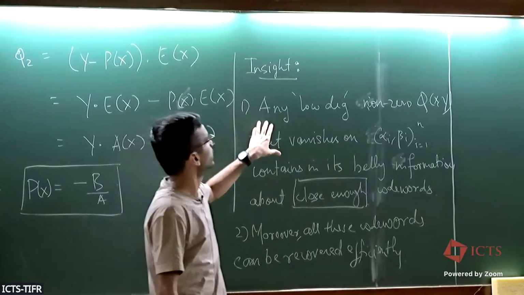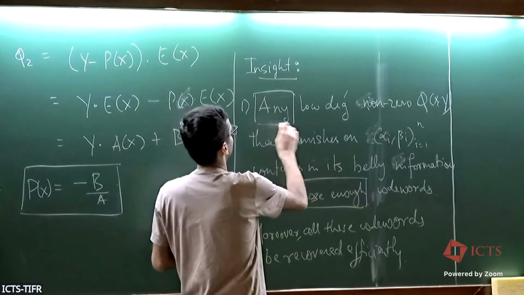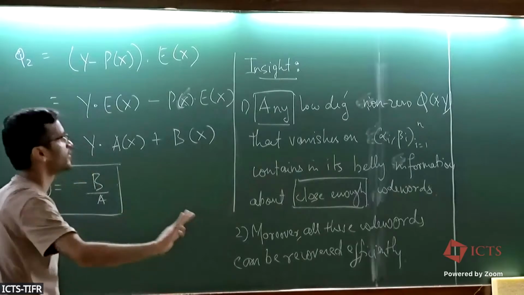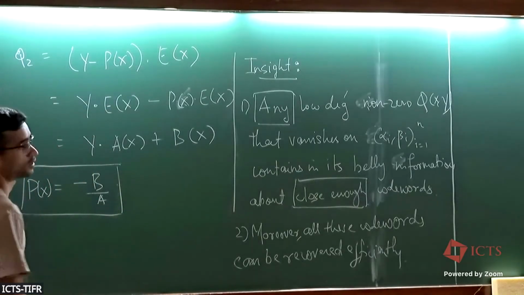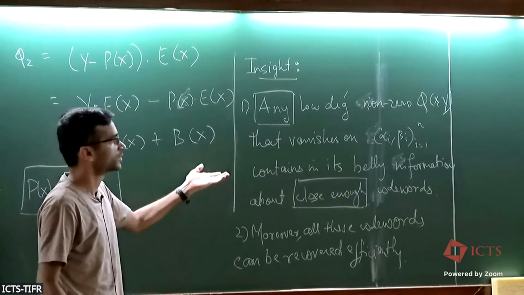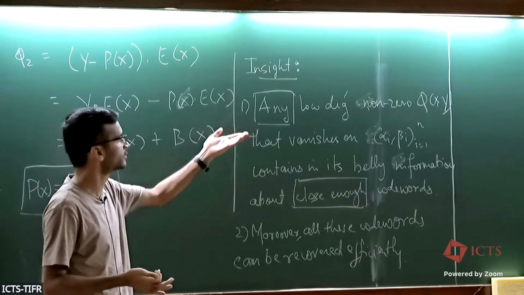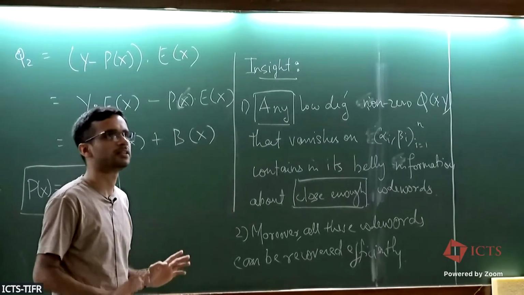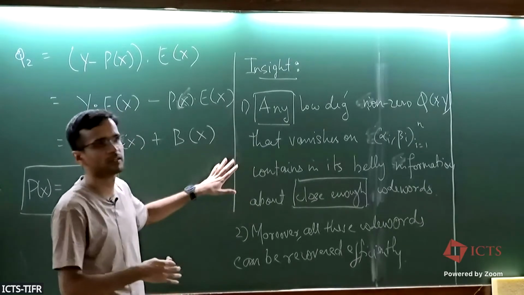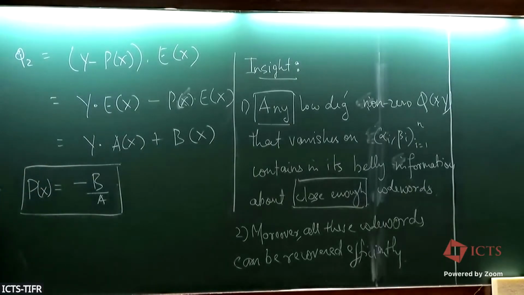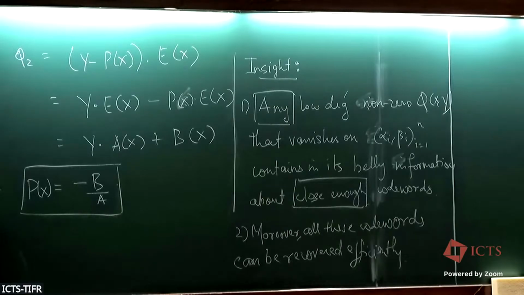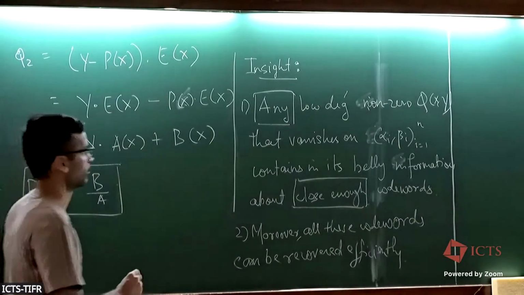The insight is that any low degree non-zero Q of xy that vanishes on the given data contains in its belly some information about close enough code words. Moreover, we can use this Q to recover these code words efficiently. It's a very non-trivial statement. At least to me, it's not obvious why this ought to be true when the parameters are interesting. All right. Okay. So with that outline in mind, let me describe the algorithm.